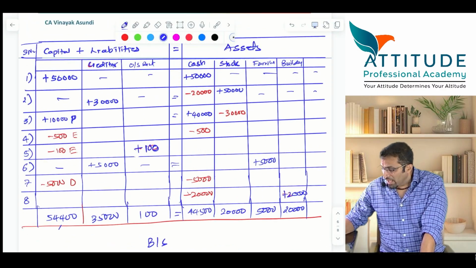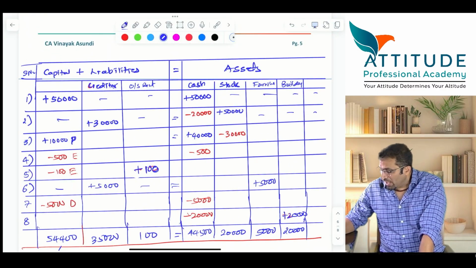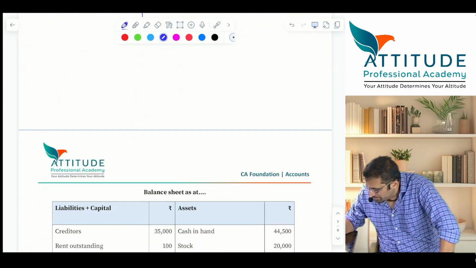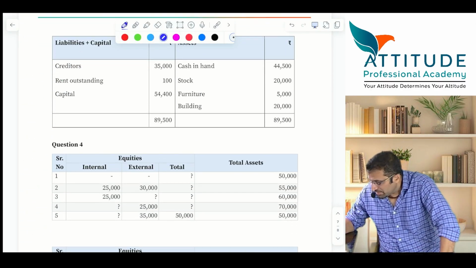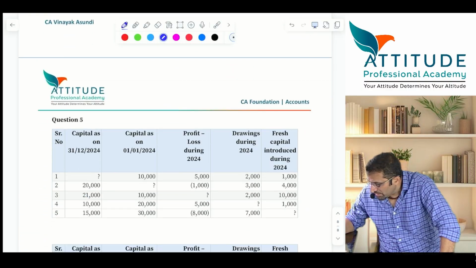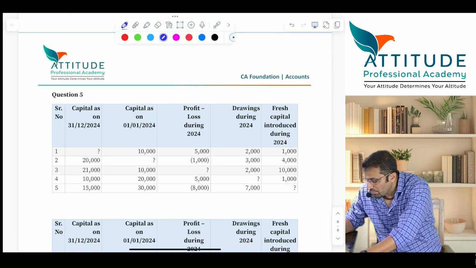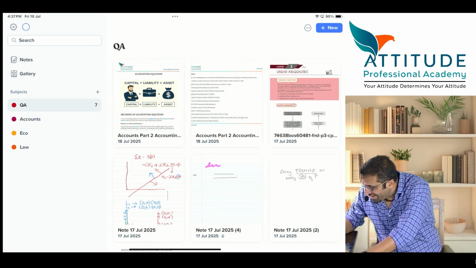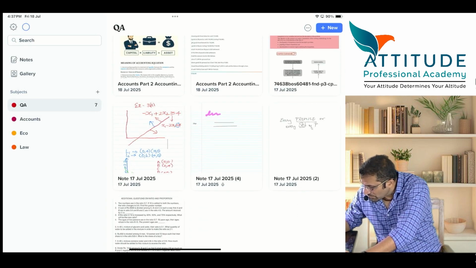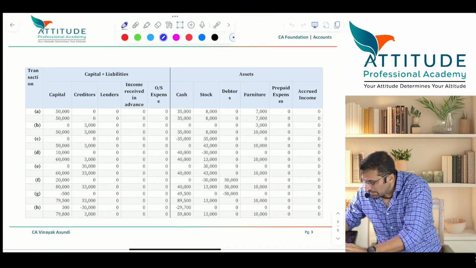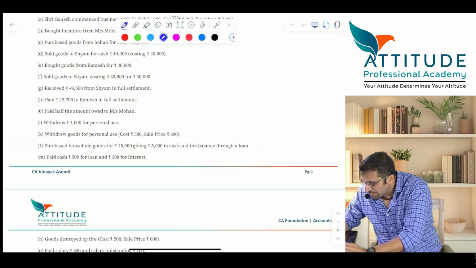Okay, now you have to follow the same thing for the next sum. ये छोड़ दो, ये बाद में देखेंगे. ये 5 सम छोड़ दो. ओके.